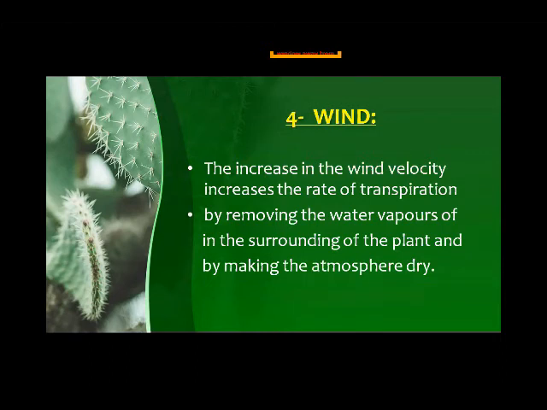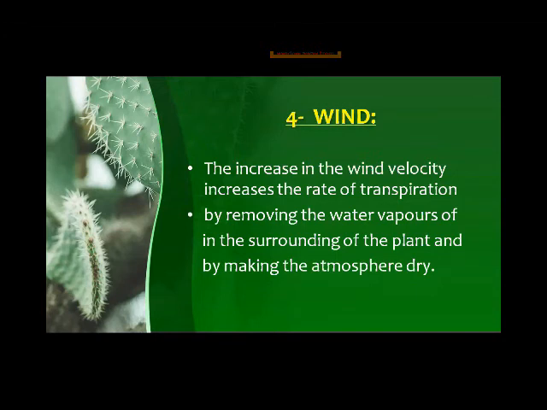Next is wind. What is the main important role of the wind? The wind has a velocity. If the wind velocity increases, what will it do? It will remove the water vapors on the surface of the leaf, and it will also remove the water vapor present in the surroundings of the plant, and it will make the atmosphere dry. And when the atmosphere becomes dry, automatically the rate of transpiration will increase.